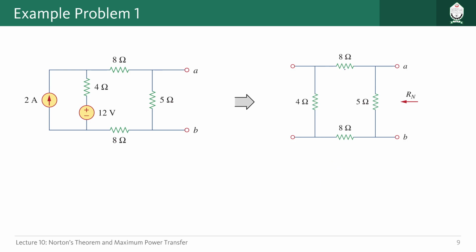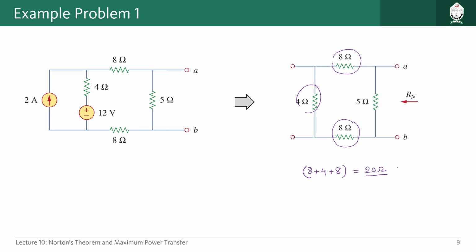So if we just try to calculate the value here, what will be the value? We can just add this one and this one, as these three resistors are in series. So 8 plus 4 plus 8, this is the amount of resistance we get here. They are in series, right? So total it should be 20 ohm, right?